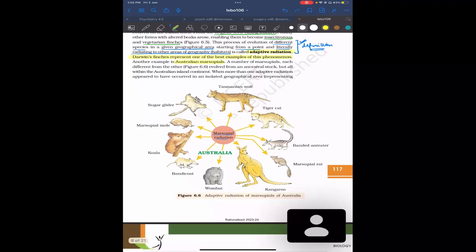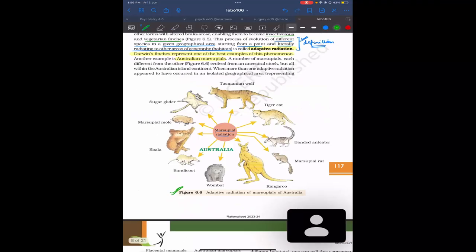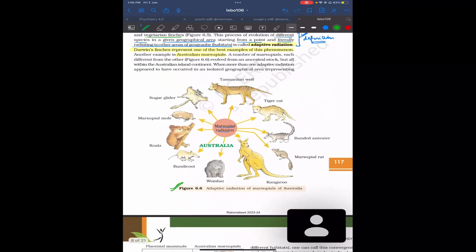इसमें क्या था कि और जो ये वाले तुम्हारे diagram हैं, ये भी बहुत बार एवरेज एग्जाम में आती हैं. They ask about the labelling. So from marsupial radiation, various species and animals developed, जिसमें बैंडिकूट, वॉम्बैट, कैंगरू, मार्सुपियल रैट, बैंडेड एंटीटर, टाइगर कैट, टस्मेनियन बुल, शुगर ग्लाइडर और मार्सुपियल बुल और कोआला डेवलप हुए. और ये अडाप्टिव रेडिएशन के एग्जाम्पल कैसे हैं, जो सारे चेंजेस हुए, these all occurred within the Australian island continent.